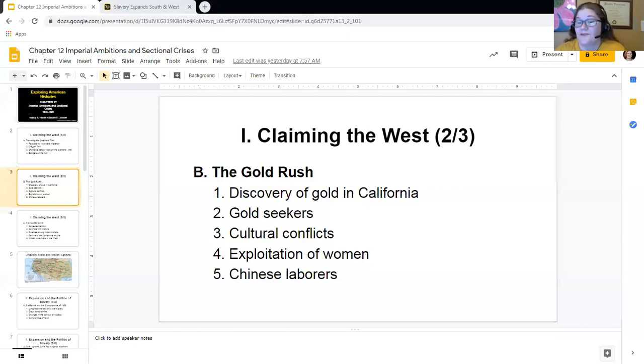Levi Strauss, who was a German Jewish immigrant, made his fortune by producing denim pants. So if you're wearing a pair of Levi Strauss jeans today, then you are wearing a piece of American history. That is probably one of the most iconic things that we think of.